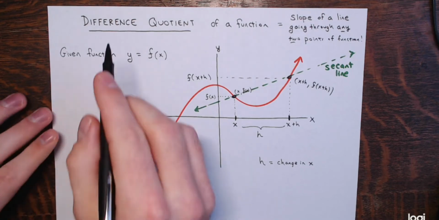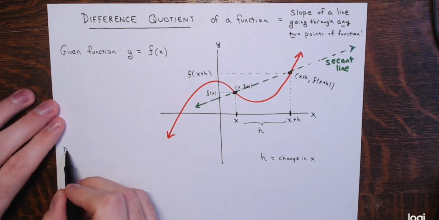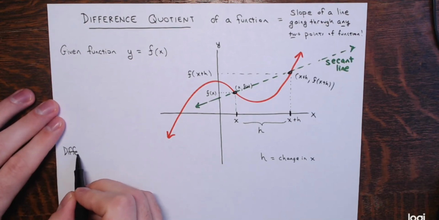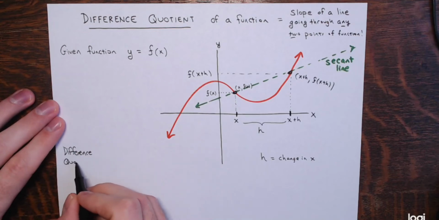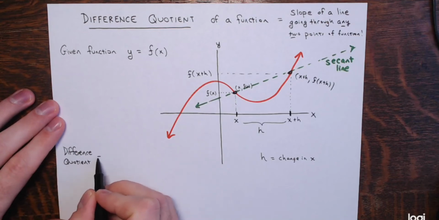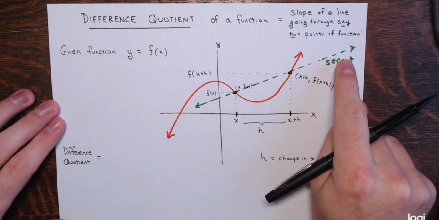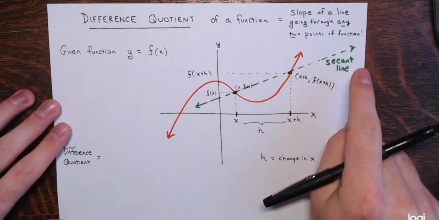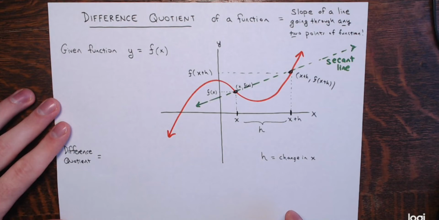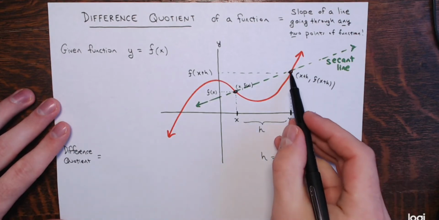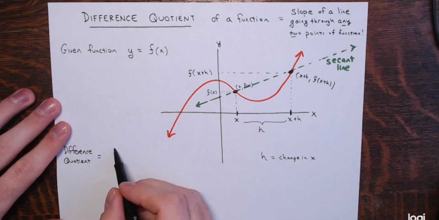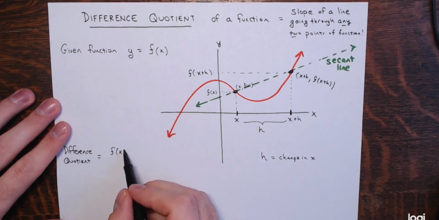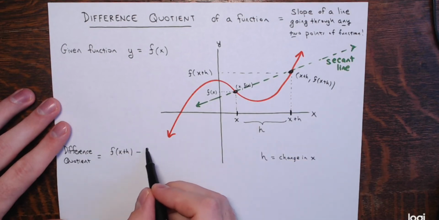The difference quotient of a function called f, or any function, is just the slope of this line I just drew. Now remember how slope goes. It's rise over run, change in y over change in x. So from, say, this point here to this point here, the change in y would be f of x plus h minus f of x. There's the change in the outputs.